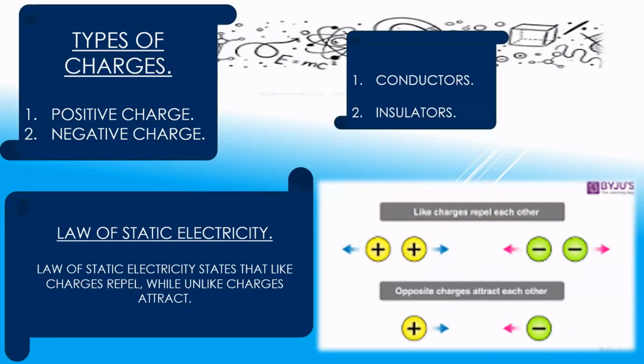So let's now explain the law of static electricity, which states that like charges repel while unlike charges attract. This means that if a positive charged body and another positive charged body come in contact, they repel. And if a negative charged body and another negative charged body come in contact, they also repel. But if a positive body and a negative body come in contact, they attract. Magnets also use this law.